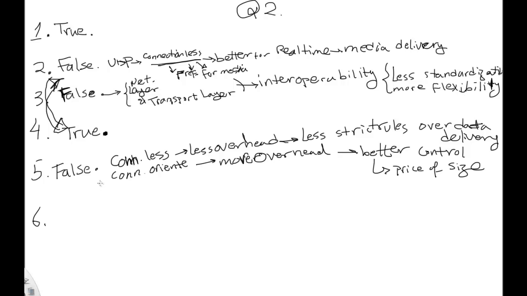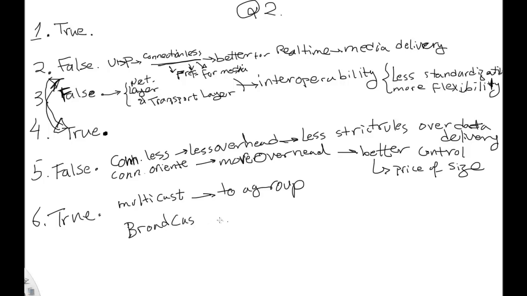And finally, pay-per-view on cable television is a multicast. This is true, because multicast transmits to a group, whereas broadcast transmits to all users. So pay-per-view is a multicast, and the statement is true.